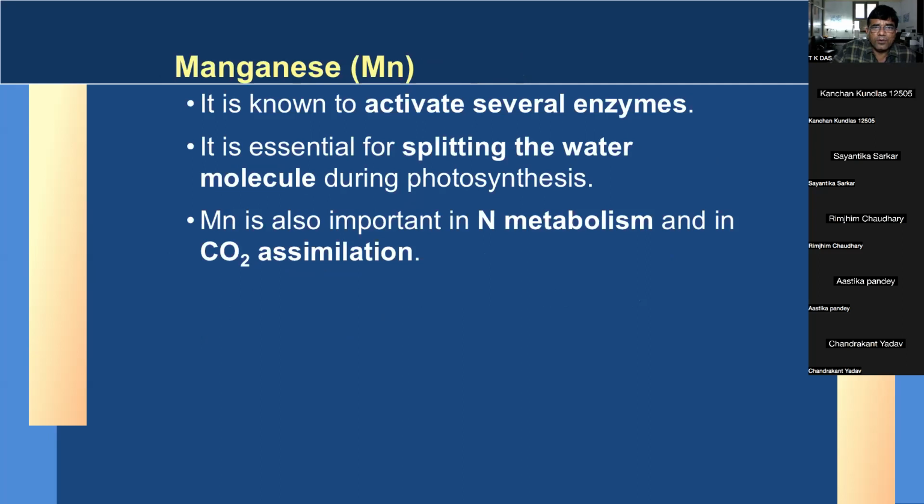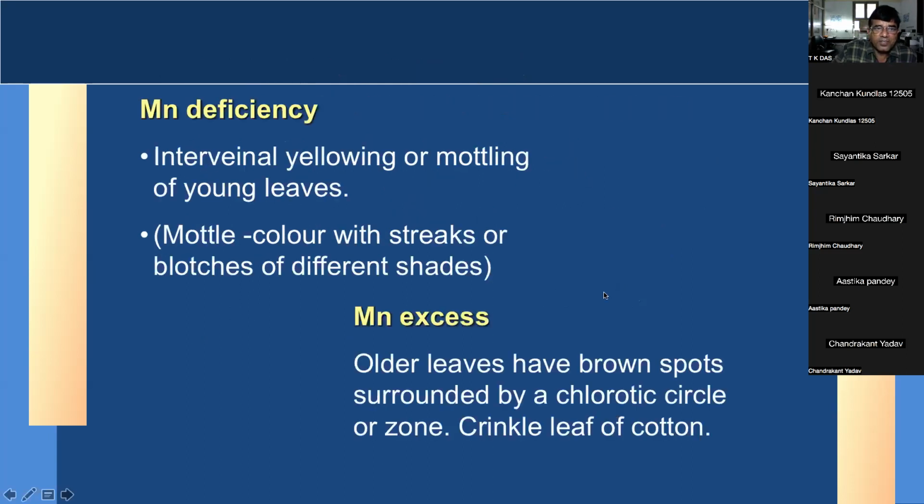Now, manganese is known to activate several enzymes. It is essential for splitting of the water molecule during photosynthesis, producing hydrogen and oxygen. Manganese is also important in nitrogen metabolism and in CO2 assimilation. Manganese deficiency causes interveinal yellowing or mottling of leaves. And mottle means color with streaks or blotches of different shades.